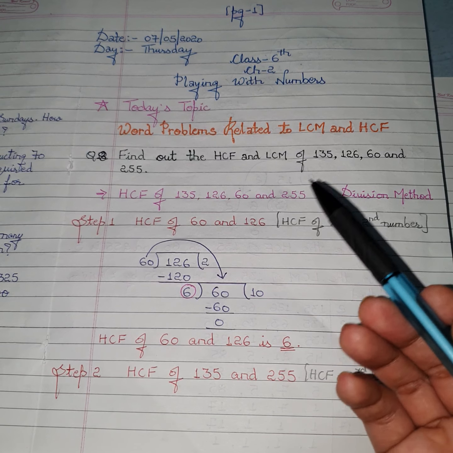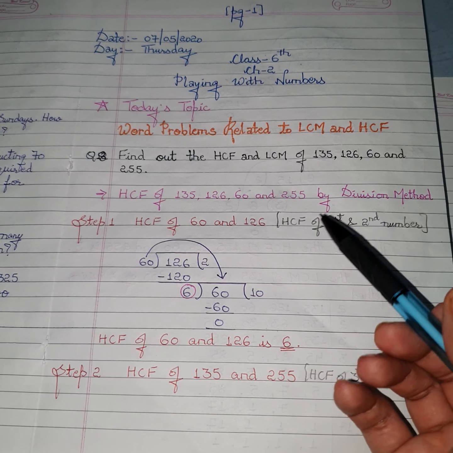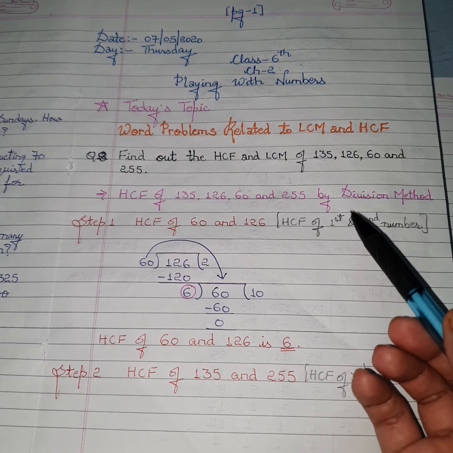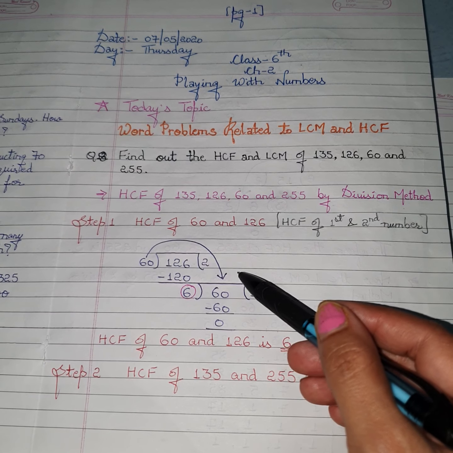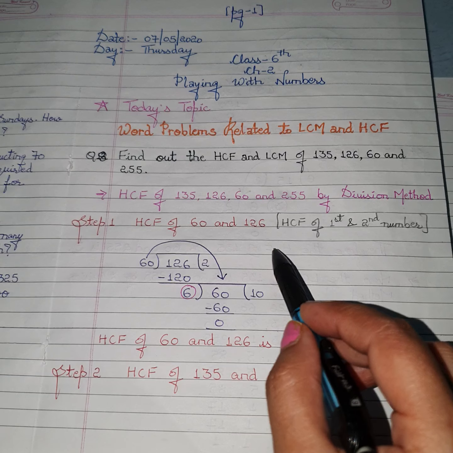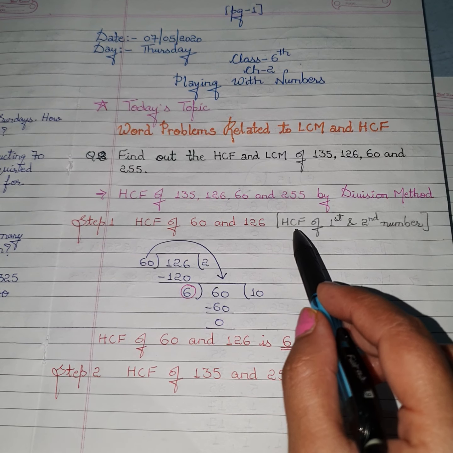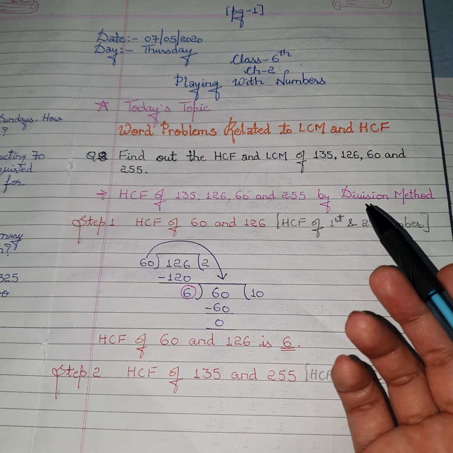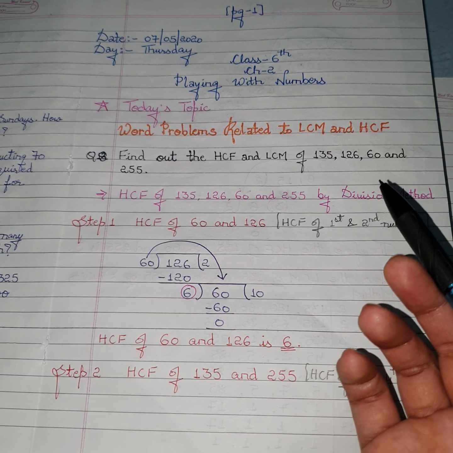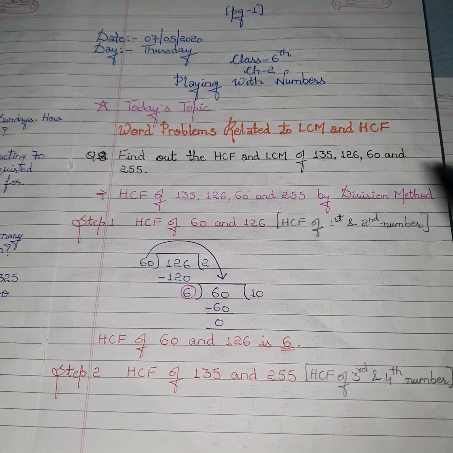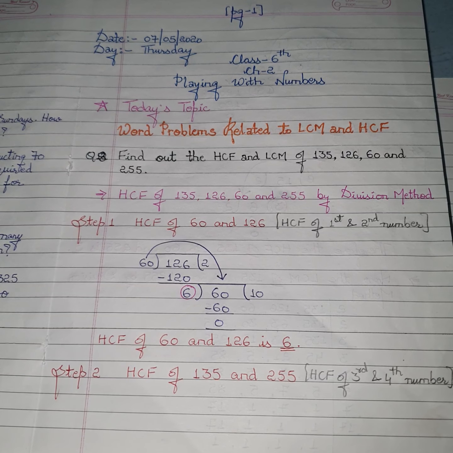If you want, you can use prime factorization method also, but according to me, division method is easier than prime factorization method. That's why I always take the division method to explain you. And if you find prime factorization method easy, then you can go with it also, no problem, you will get the same answer.